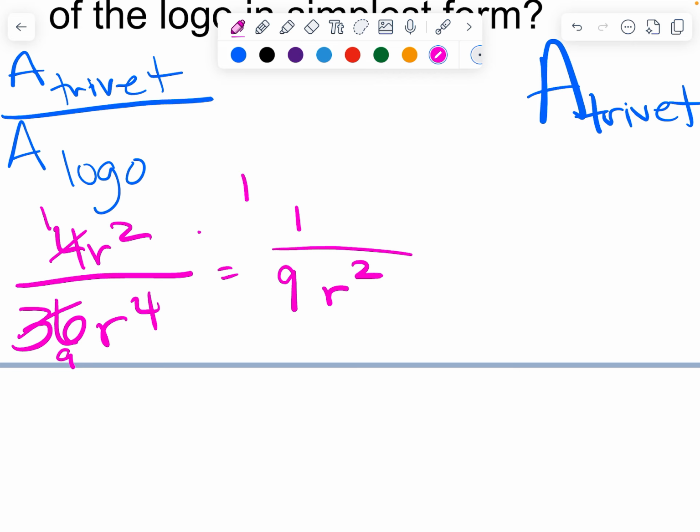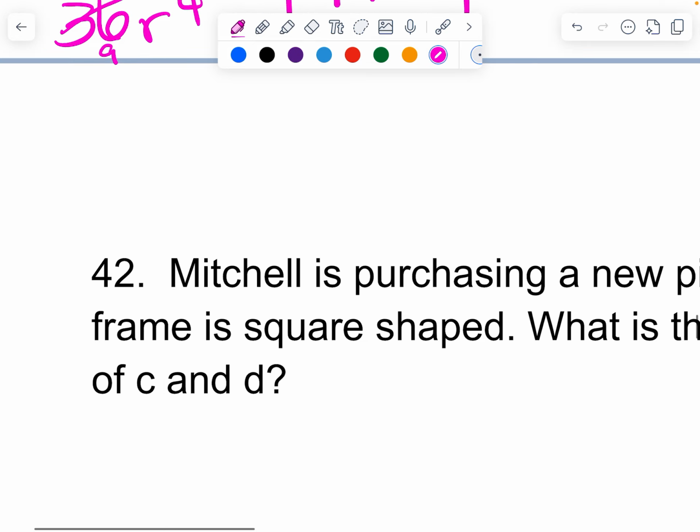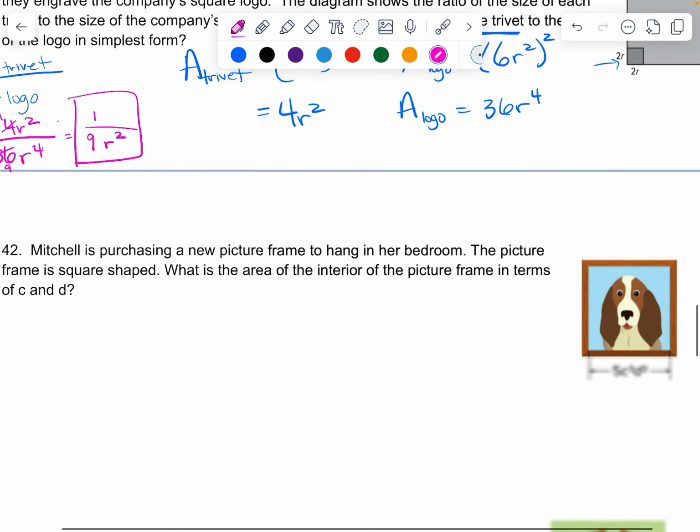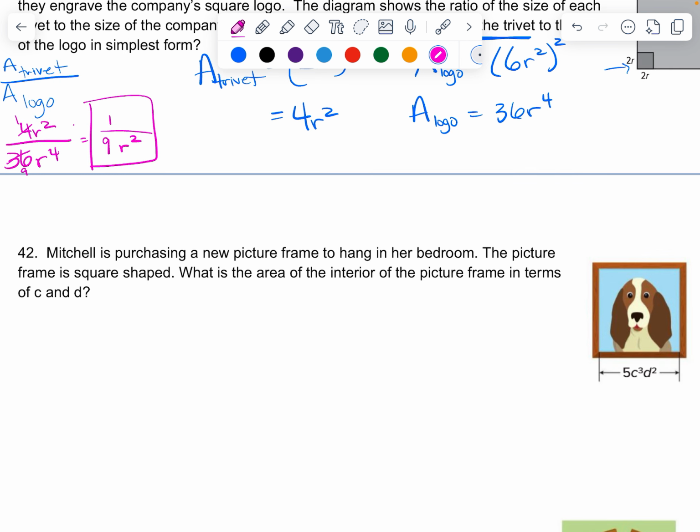So that's my answer. Okay, next one. Mitchell is purchasing a new frame to hang in her bedroom. Okay, I've never heard of a girl's name being Mitchell, but okay. The picture frame is square shaped. What is the area of the interior of the picture frame in terms of C and D?